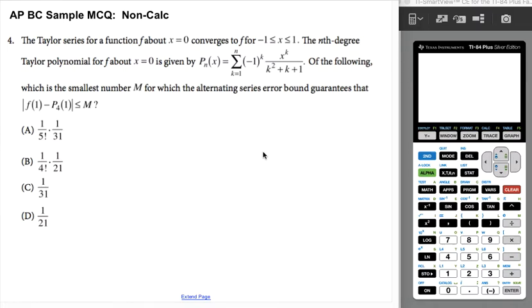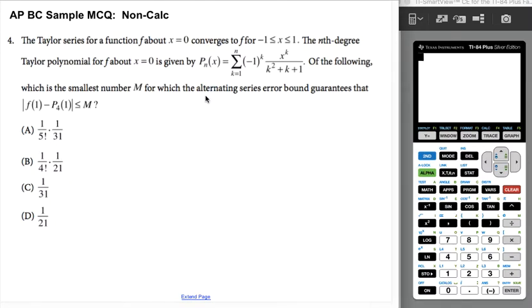All right, the Taylor series for a function f about x equals 0 converges on the window from -1 to 1 inclusive, with the nth degree Taylor polynomial for f about x equals 0 being given by this summation, p sub n of x. Which is the smallest number m for which the alternating series bound guarantees that the approximation using the fourth degree Taylor polynomial for 1 is within m?